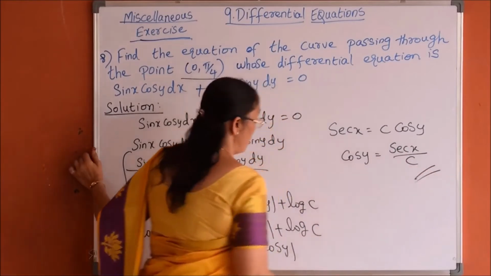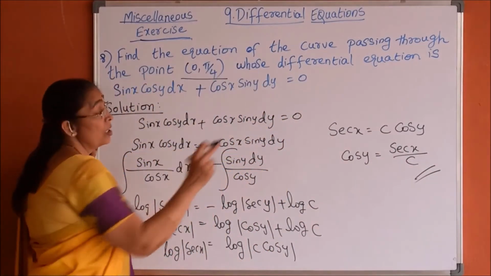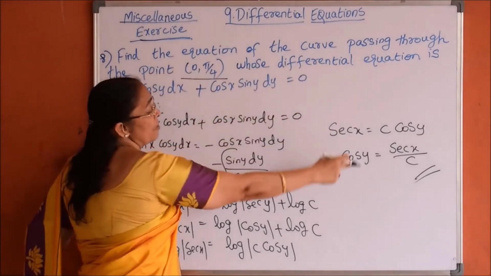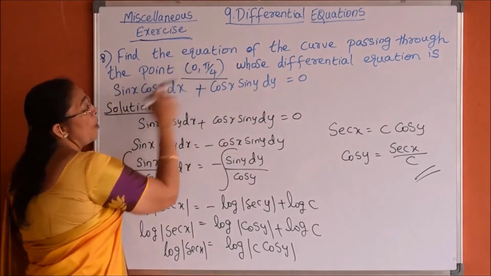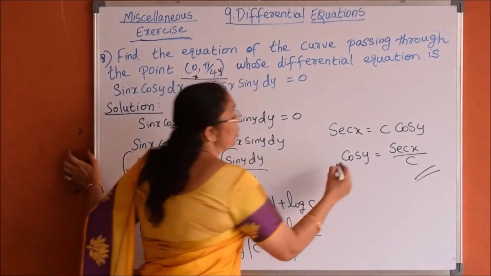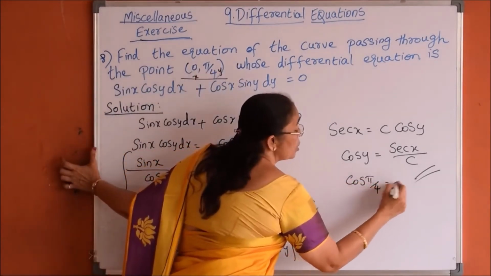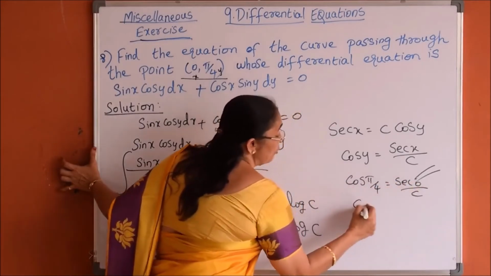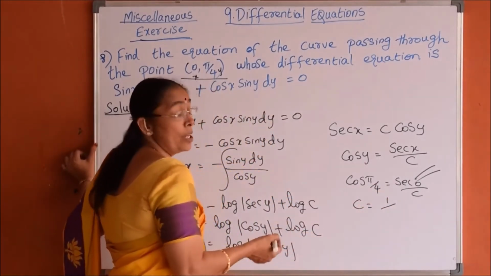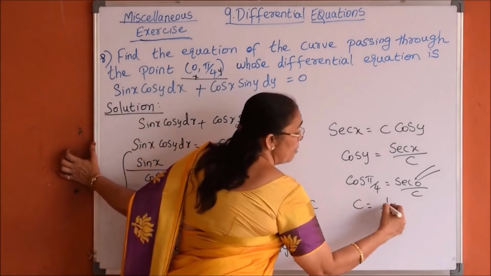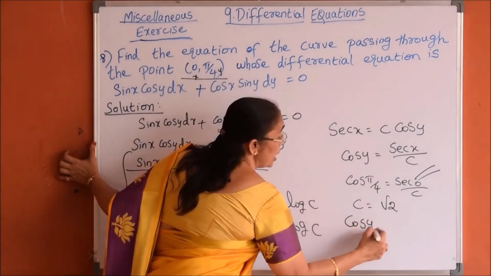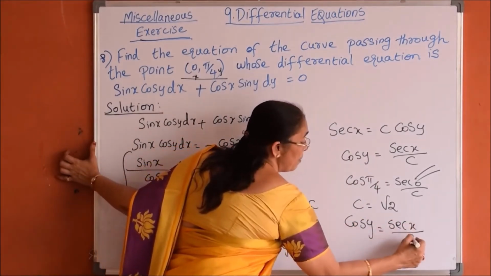Now, we can find that c value using this information. This is our required curve. This curve is passing through the point 0 comma pi by 4. So, substituting x is 0, y is pi by 4. So, cos pi by 4 is equals to secant 0 by c. Therefore, c is equals to secant 0, which is 1, divided by cos pi by 4, which is 1 by root 2. So, c value is root 2. Substituting c value, cos y is equals to secant x divided by root 2.